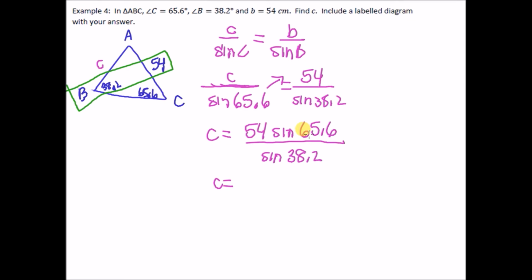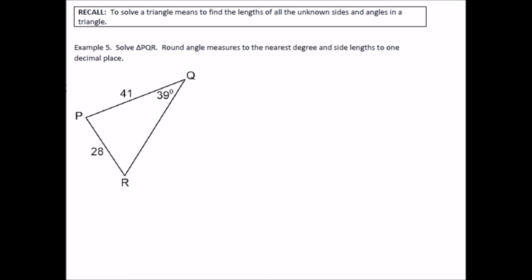And I get 79.5. Yeah, let's go to one decimal. That's fine. 79.5. And in this case, we were talking about centimeters. Okay, then just decide if it's reasonable. 65 is bigger than 38, and then 79 is bigger than 54. So this is reasonable.